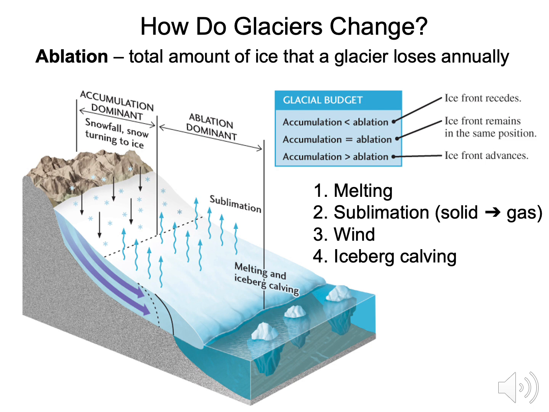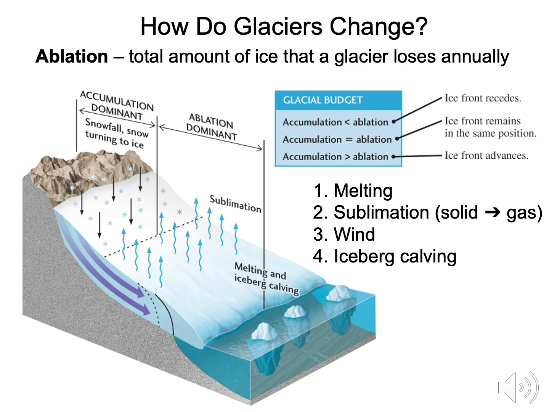And so if we look at the figure on the screen, what we'll notice here is that accumulation is going to occur in the upper regions of the glacier, where snowfall is dominant and the snow will start to turn into ice. So we can see this accumulation dominant zone near the mountains in the upper portion of the glacier. However, in addition to glaciers growing, what will also happen is ice is lost as well. And the way that some of this glacial ice is lost is through a process that's known as ablation. Ablation is the total amount of ice that a glacier loses annually.